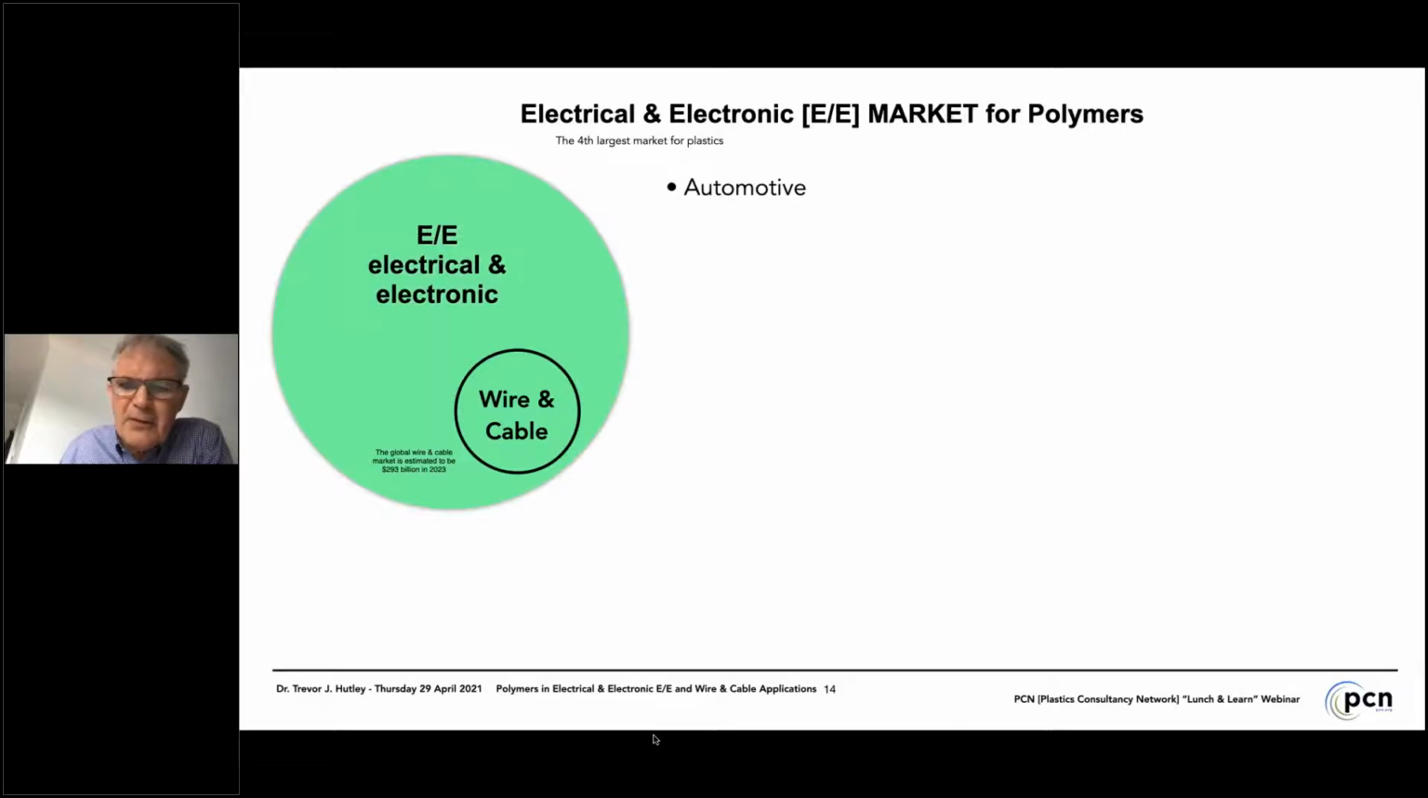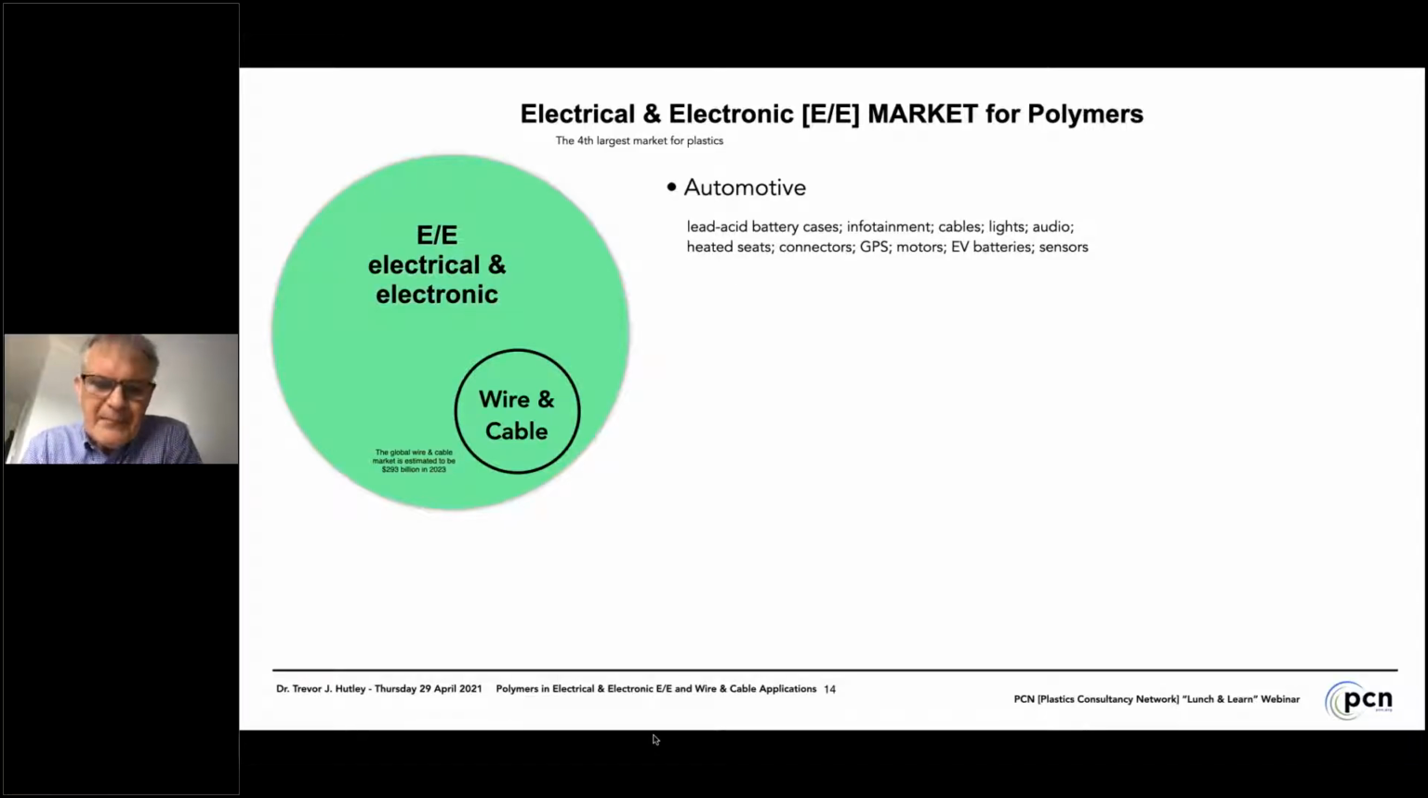Let's just take a highlight of this. Automotive, which we've looked at before as an application for plastics, but we specifically didn't look into these areas. We didn't look at the automotive applications for plastics in the electrical and electronic and wire and cable sectors. We're going to look at those briefly today.